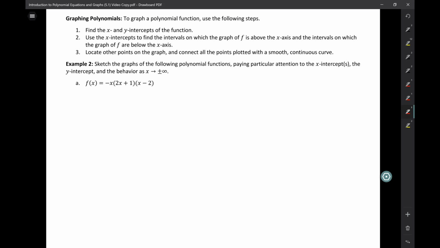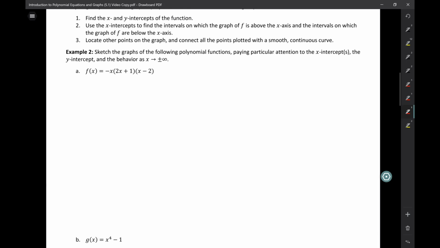This is best done by example. It says, sketch the graphs of the following polynomial functions, paying particular attention to the x-intercepts, the y-intercept, and the behavior as x goes to infinity and negative infinity. We will talk about this part here in a few moments.